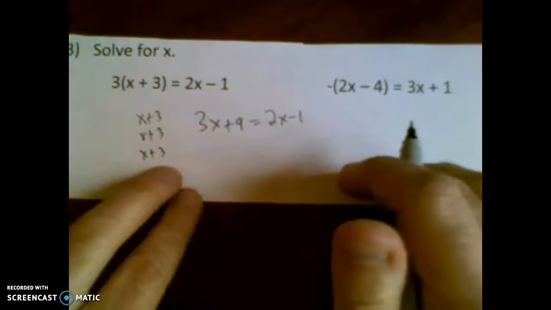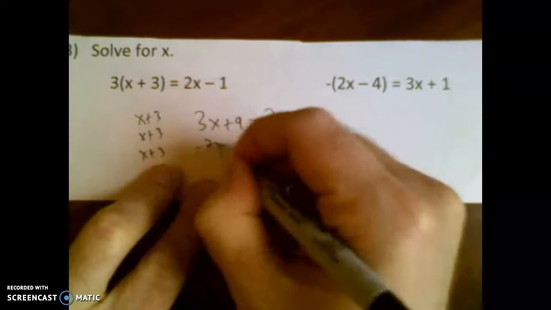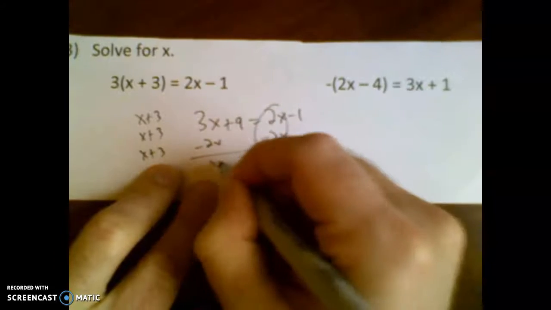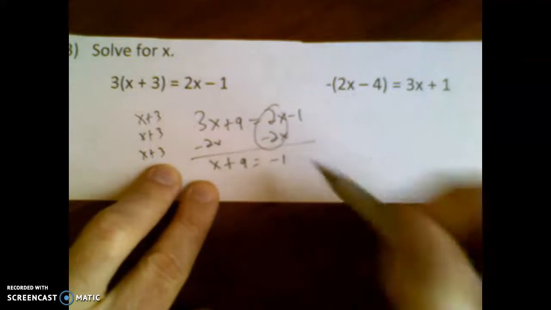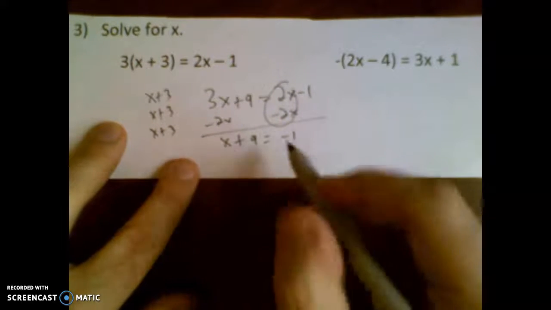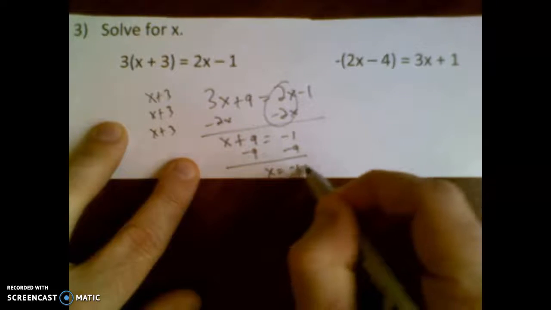Now I do my standard process. So I would subtract 2 x's from both sides. That will leave me with x plus 9 equals a negative 1. Make sure that negative comes down with the 1. And then to get x by itself, I would subtract 9 from both sides, and we get x equals negative 10.